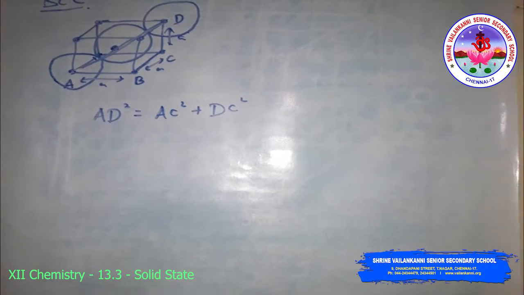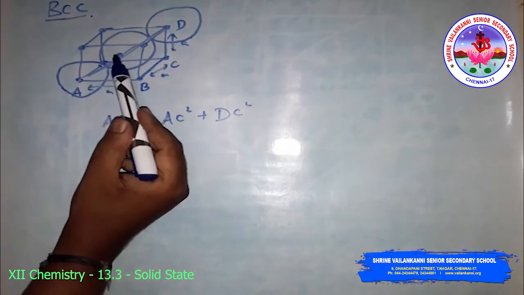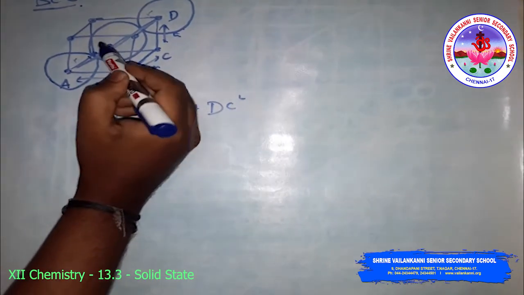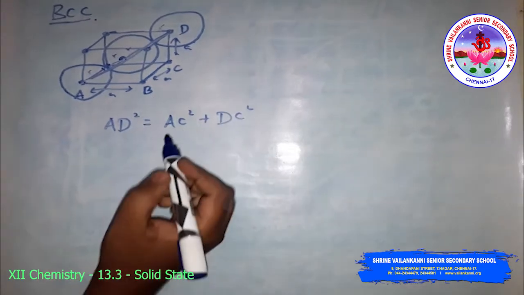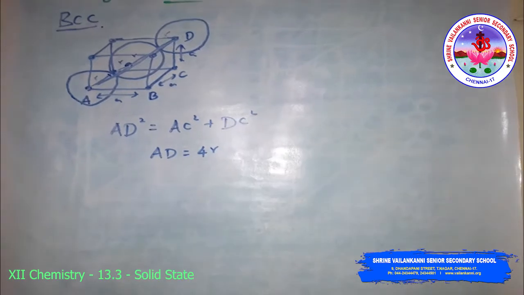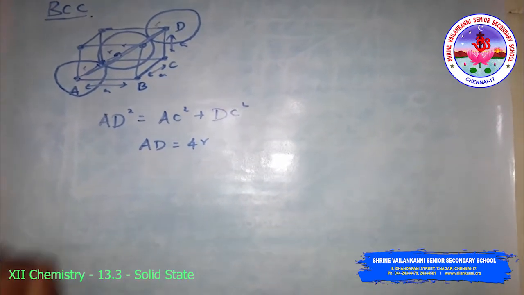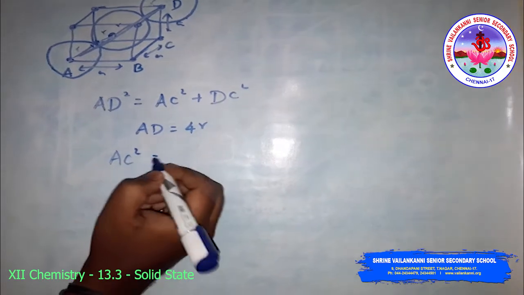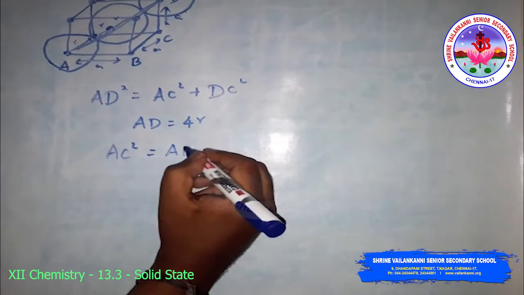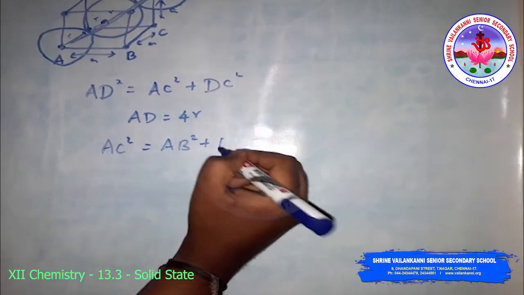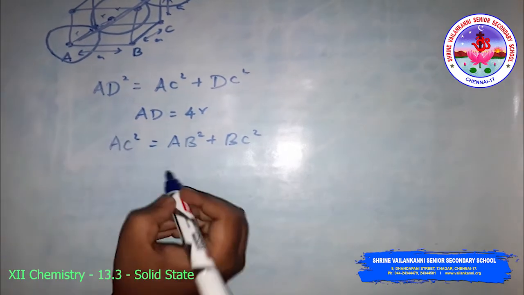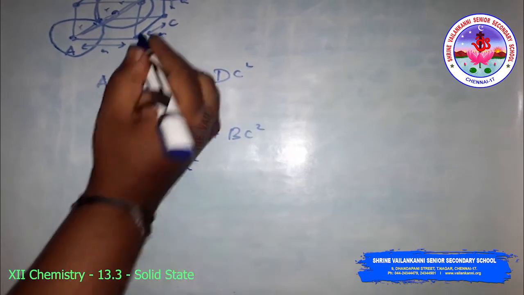Now here the radius of this cubic is what? This is 1r and this is 1r. This radius having this 1r and this 1r. Totally AD is equal to what? AD is equal to 4r. Then AC square is equal to AB square plus BC square. Now we know that AB is equal to A, so that is A square. BC is equal to what?